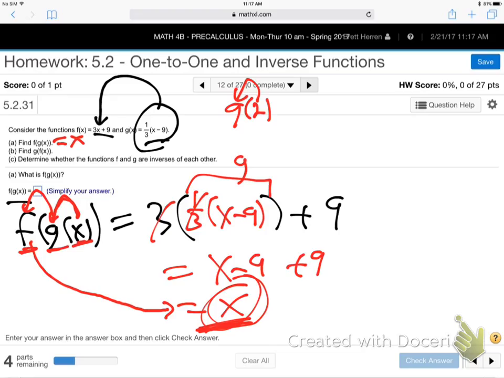They're not undoing each other. But yeah, if it just comes out plain simple x, just like it started, then they are inverse functions of each other. So the answer to part A is going to be x.